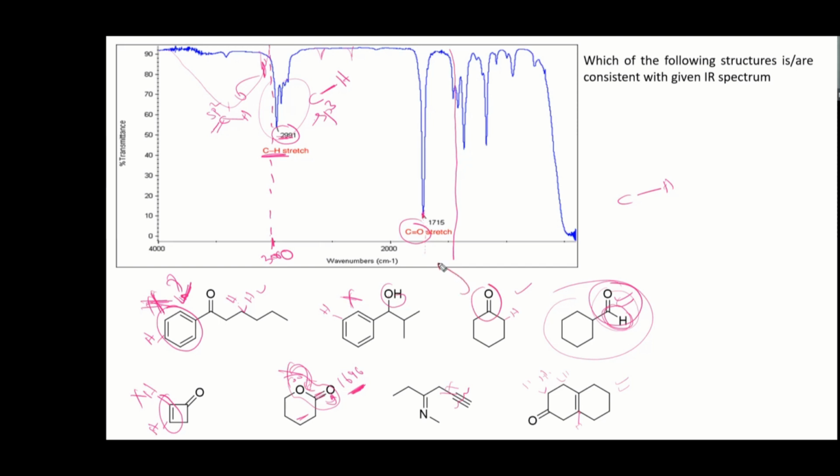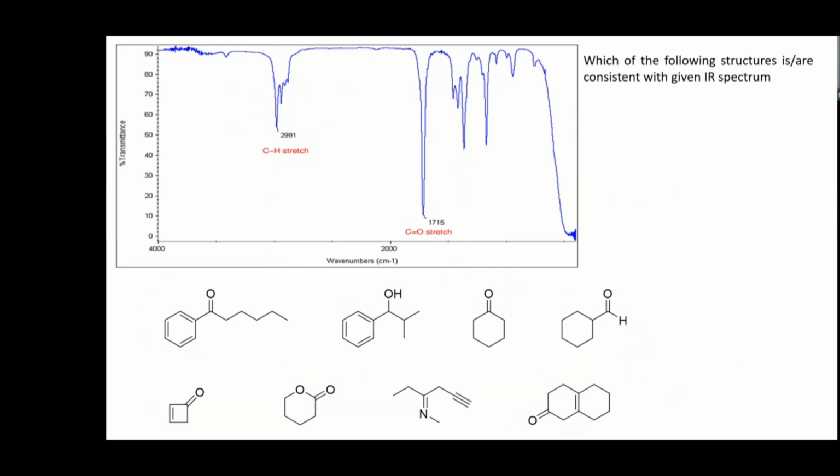Therefore, this structure is the most likely structure. Now, this one is also a pure carbonyl, so why is this not the right structure? Because this carbon-carbon double bond appears at 1600 centimeters inverse, which you do not see here. Therefore this cannot be a possible structure as well. So that is why this is the only structure for the molecule.